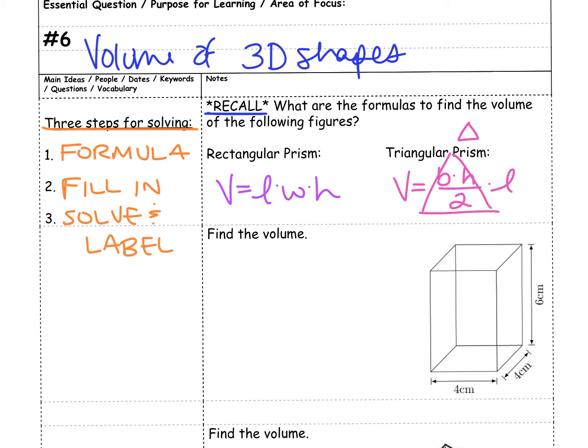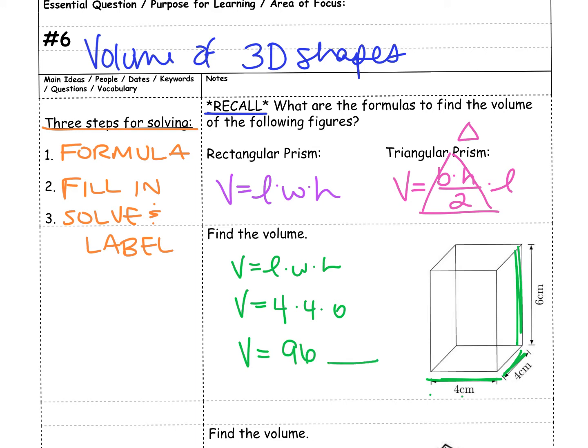Our first shape is a rectangular prism. So my formula is length times width times height. When I fill in what I know, my length of my box is 4. The width of my box is also 4. And then the height of my box is 6. And when I put that in my calculator, I end up with 96.